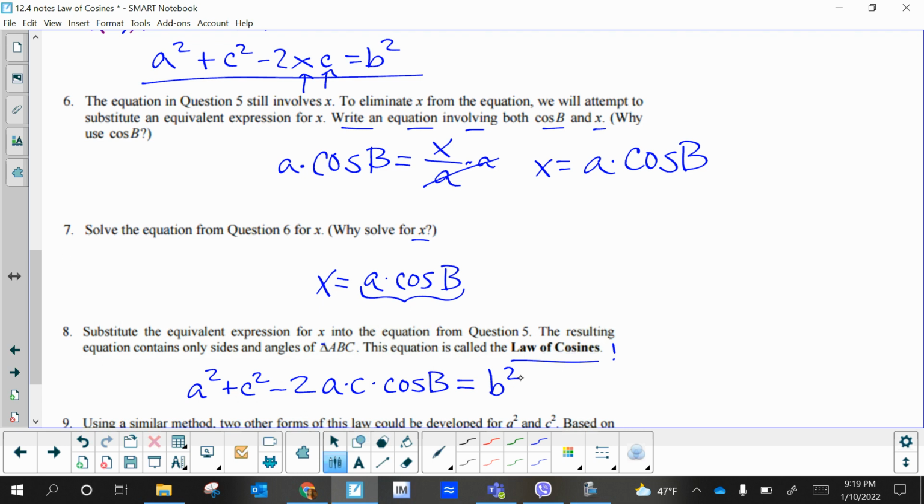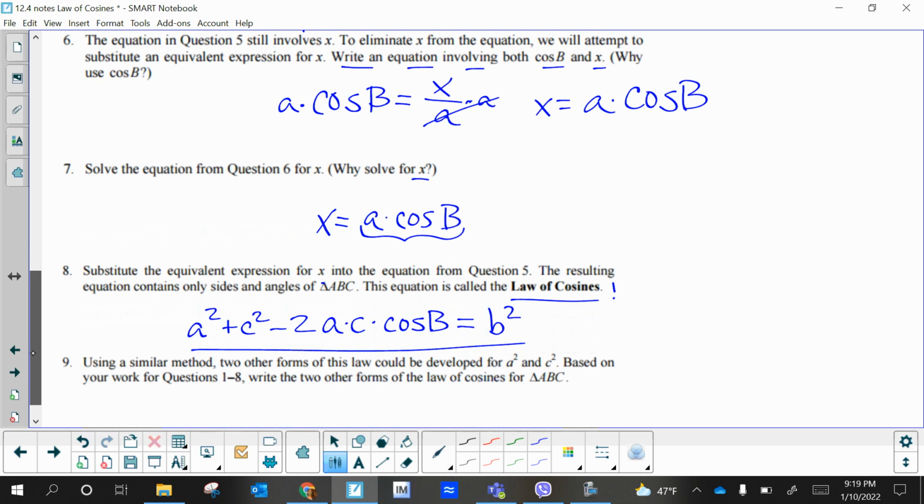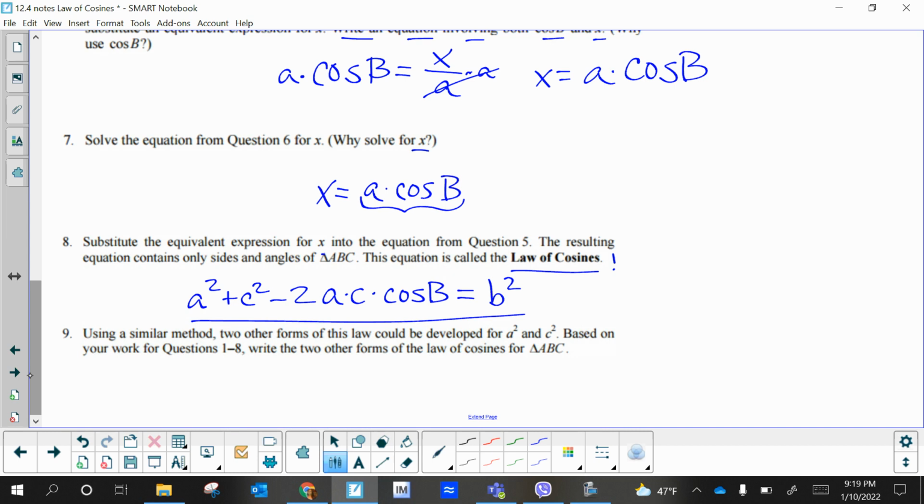Okay, and we are going to practice using this long formula, which you don't have to have memorized. You just got to know how to use it. We're going to use that in some problems over here. Now it says use a similar method, and we're not going to go do all these steps again, to develop the other sides.